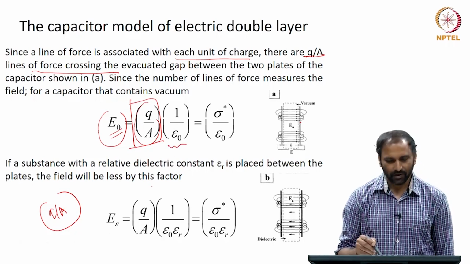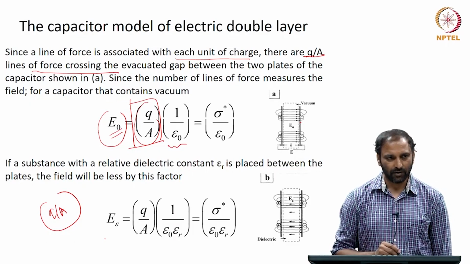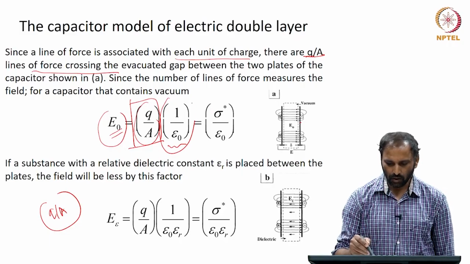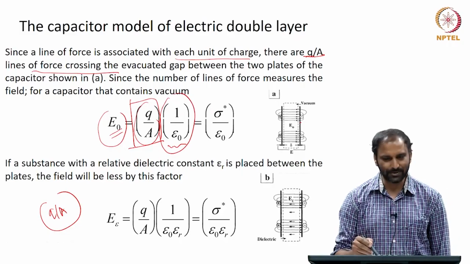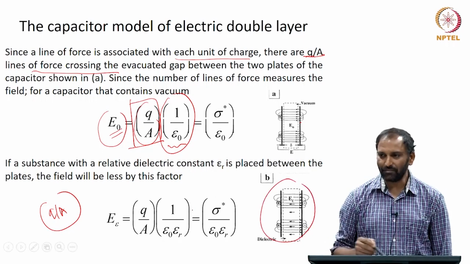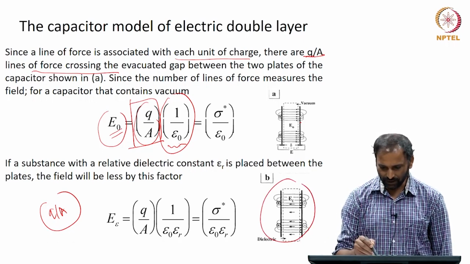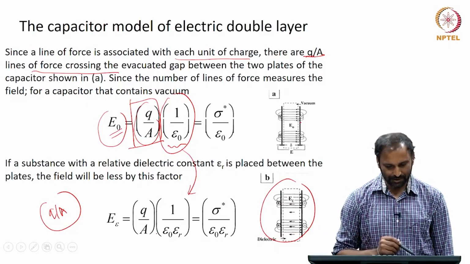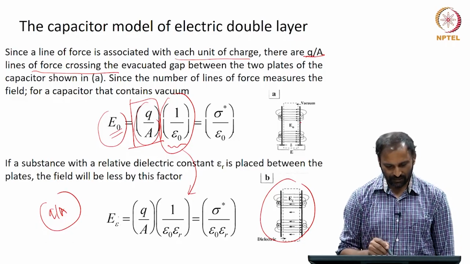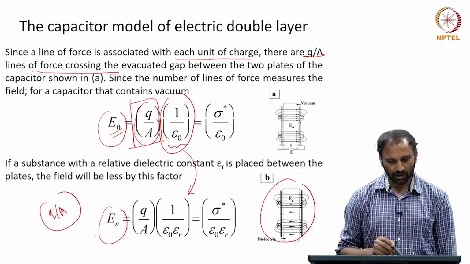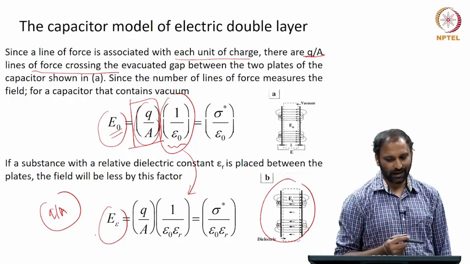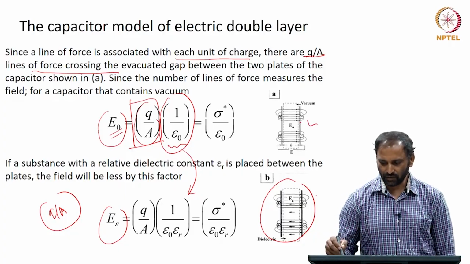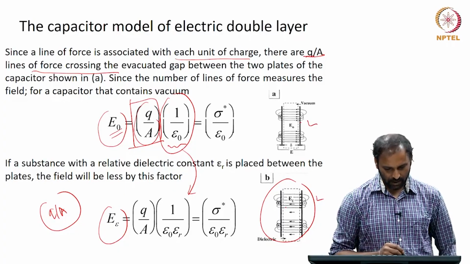And of course, you have to take care of the effect of the medium between the two plates. In one case, the medium between the two plates is vacuum, therefore you have 1 over epsilon naught. In the second case, when a dielectric medium is present, you are going to replace this factor with 1 over epsilon naught into epsilon r. So, in essence, this epsilon r and epsilon naught tell you something about the electric field that is generated because of the two arrangements shown here.